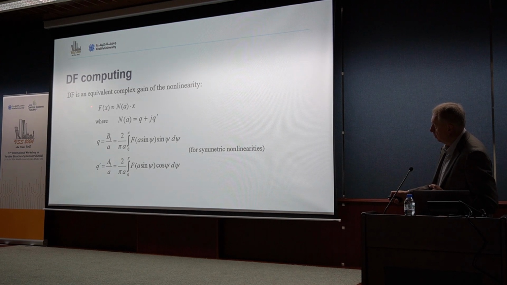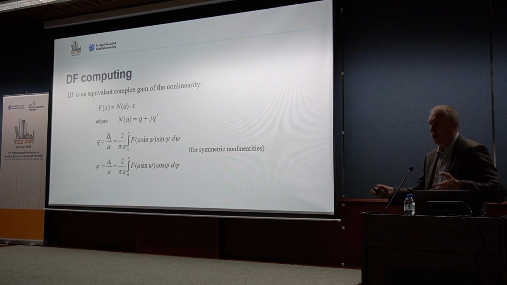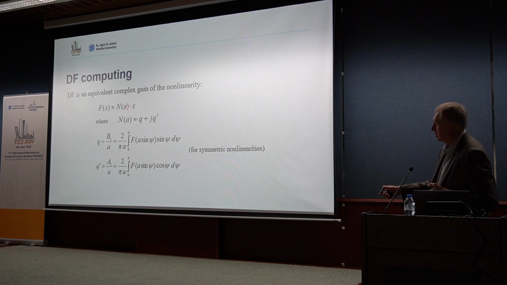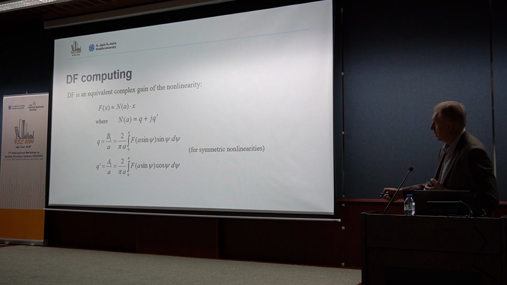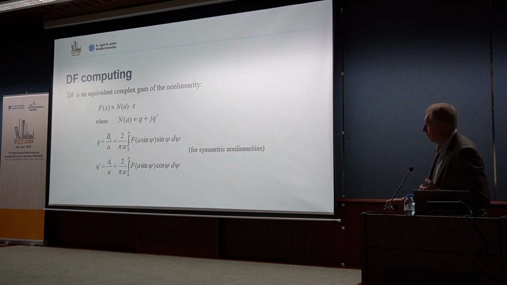So once we replace the nonlinearity with the describing function, we can write that approximately the output of this nonlinearity is the describing function times x. And again, the describing function is a complex quantity which has a real part and an imaginary part.